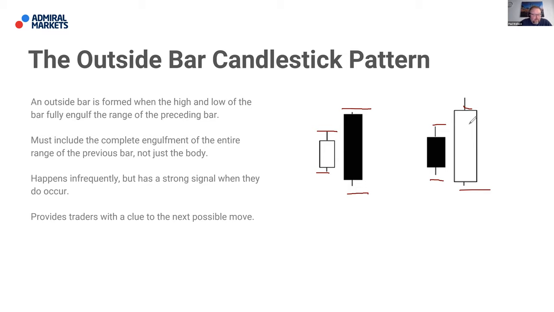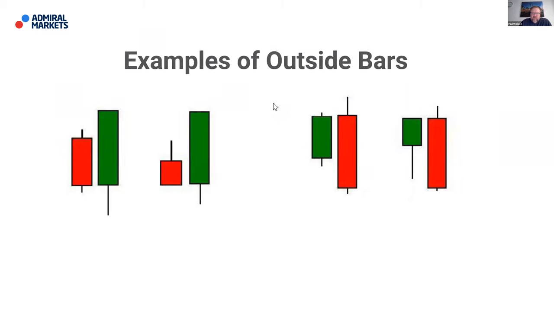And it happens infrequently, okay? But it's a strong signal when it occurs with a confluence of events, being in line with other elements. And it provides traders with a clue to the next possible move. So, as I said, we want to talk about how we could add the simple price action that we've talked about throughout the series here, start to build that picture, and start to add additional opportunities for you.